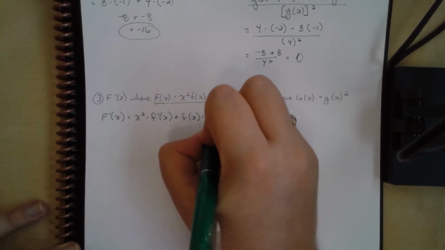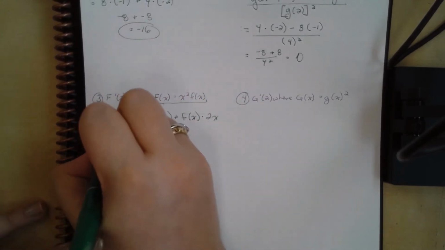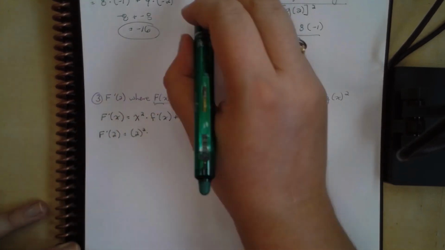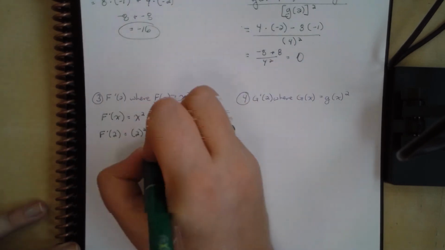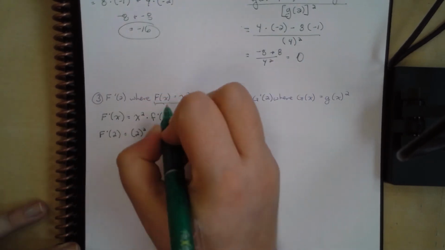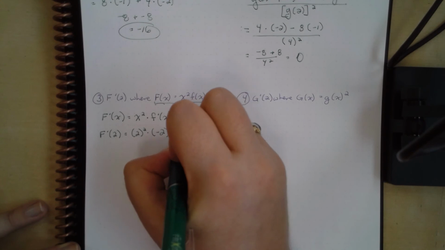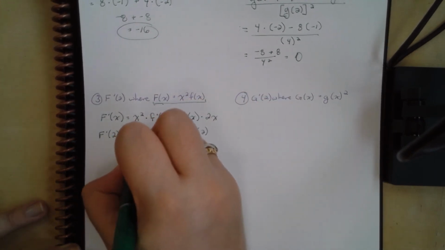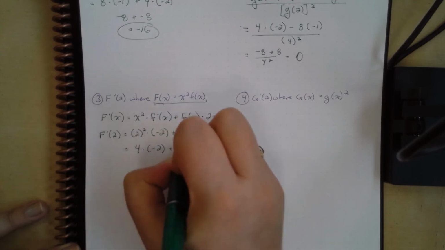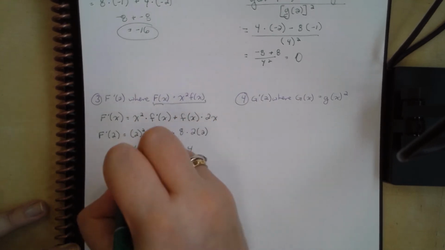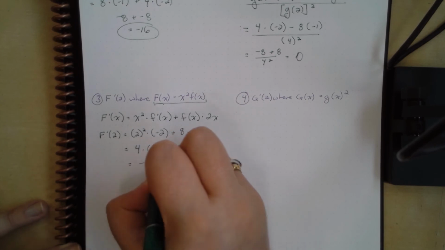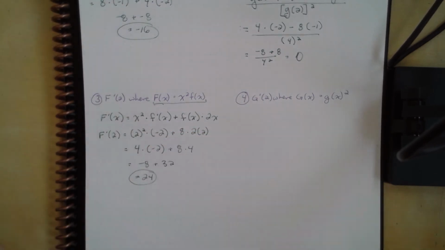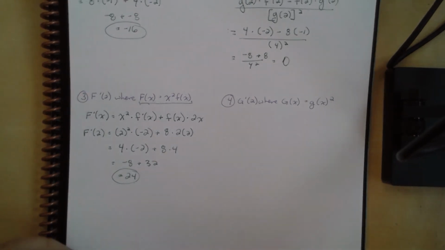times 2x. So now we can actually calculate F prime of 2 is going to be equal to 2 squared times f prime of 2, we already know, is negative 2, plus, we already know this, is 8 times 2 times 2. So here we have 4 times negative 2 plus 8 times 4. So we have negative 8 plus 32, which equals 24. And finally, we'll just do our last one here.